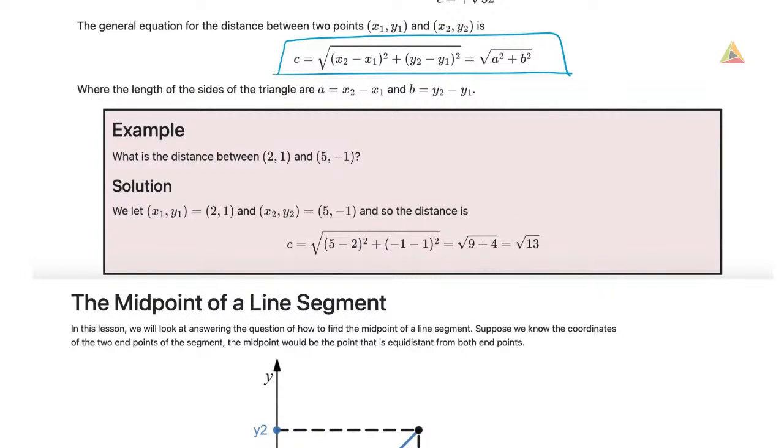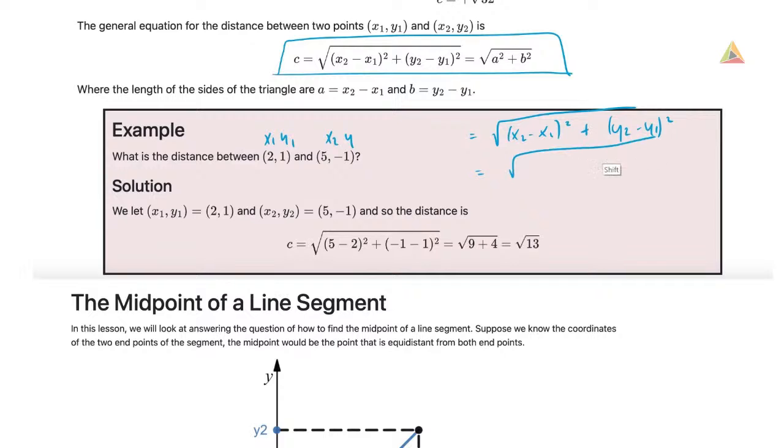Now, the best way to explain this is to use an example. What is the distance between (2, 1) and (5, -1)? The first thing we're going to do is label it: x1, y1, x2, y2. Now we're going to write out our formula. The distance formula is the square root of x2 minus x1 squared plus y2 minus y1 squared. So we're just going to fill in what we have.